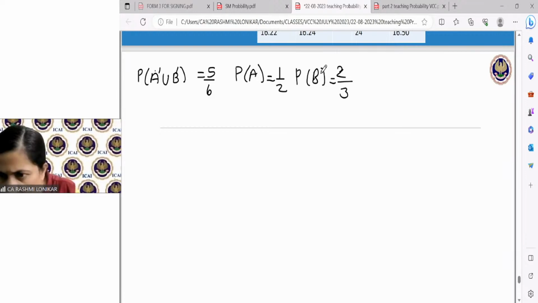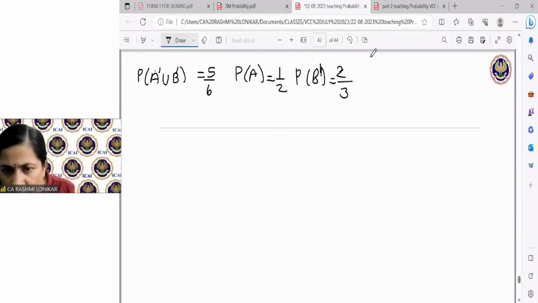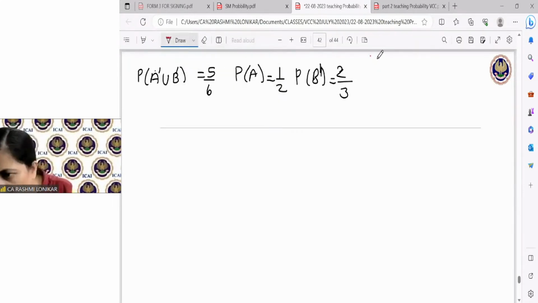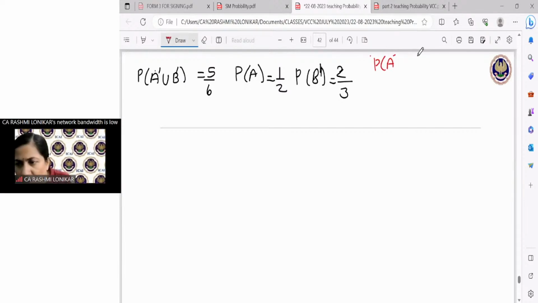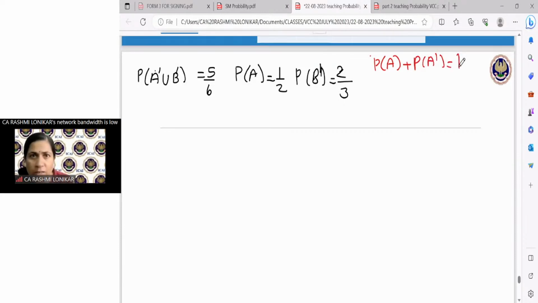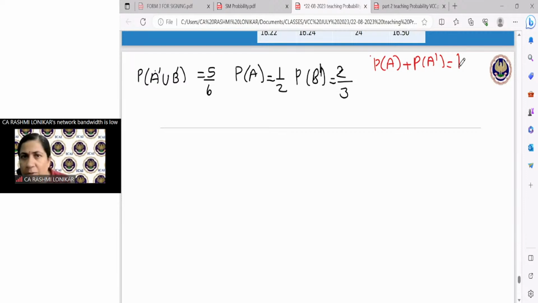P of B dash is equal to 2 by 3. P of A dash union B dash is 5 by 6. P of A is 1 by 2 and P of B dash is 2 by 3. Now you must remember what? You already know this, you just have to apply it now. P of A plus P of A dash will always be equal to 1, and this will hold for all sets. P of A plus P of A complement will give you 1.